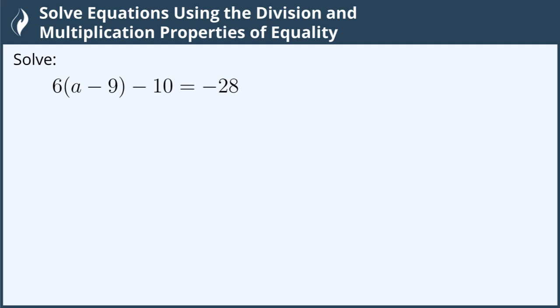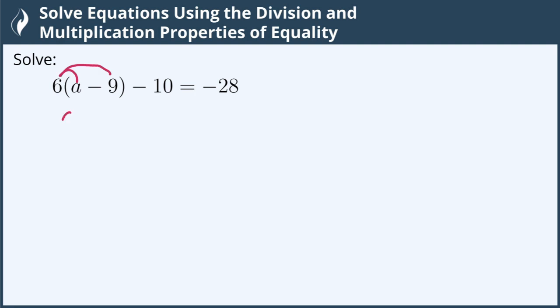Hi, in this video, we're going to solve the equation 6 times (a minus 9) minus 10 equals negative 28. Notice that this problem has parentheses, and so that means that we are going to have to simplify this in order to solve. So one way that we can go about this is by distributing the 6 into the parentheses.